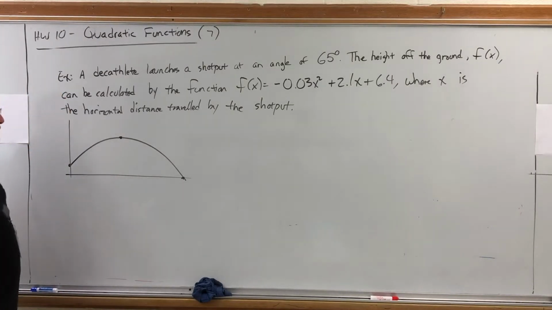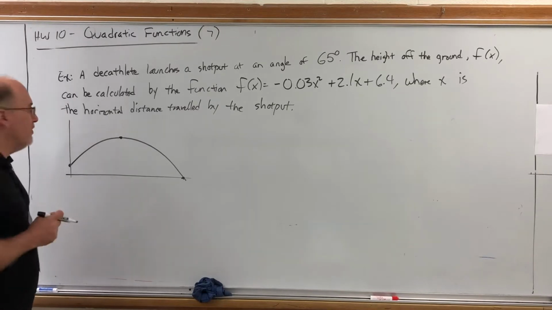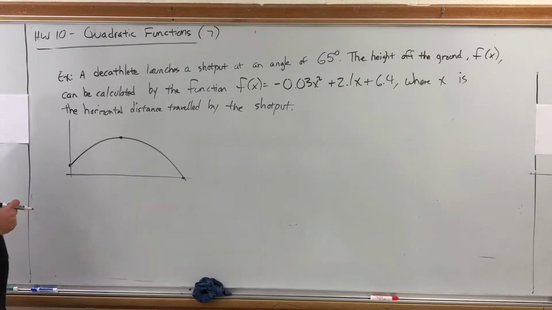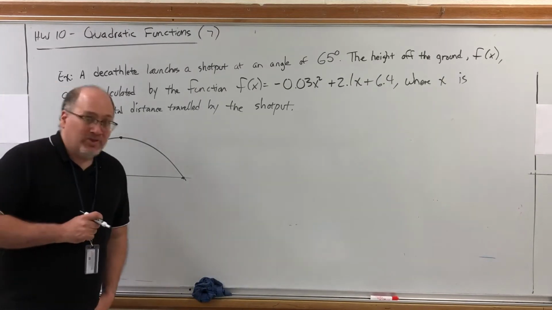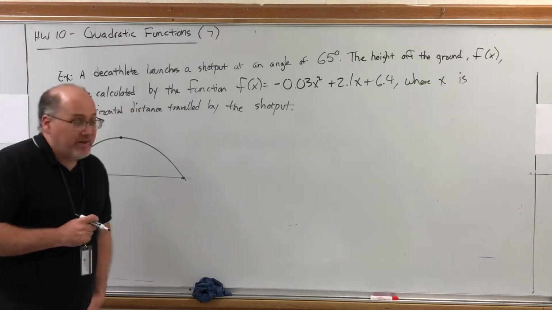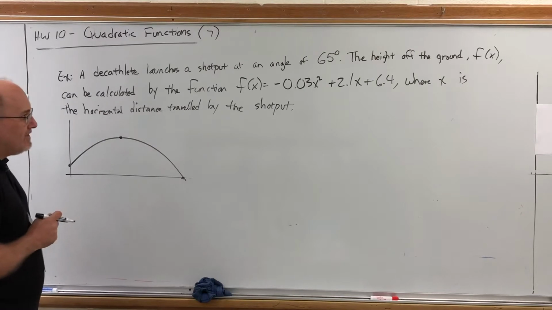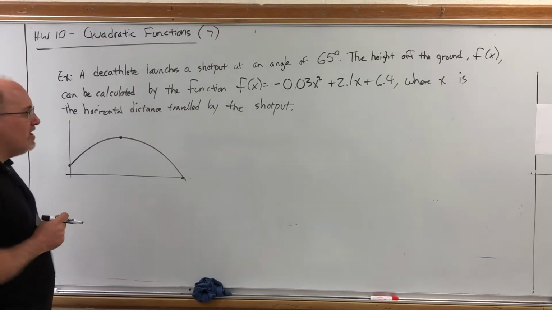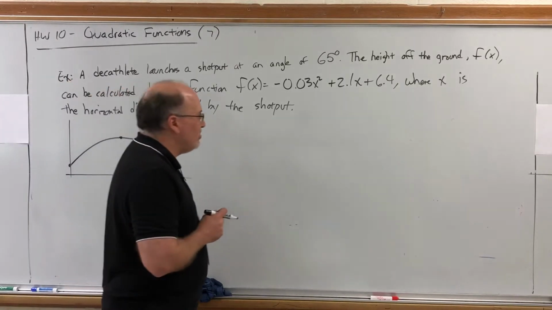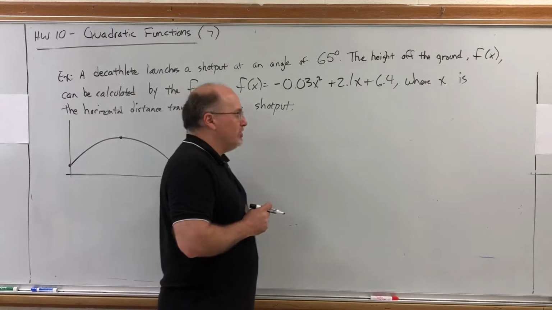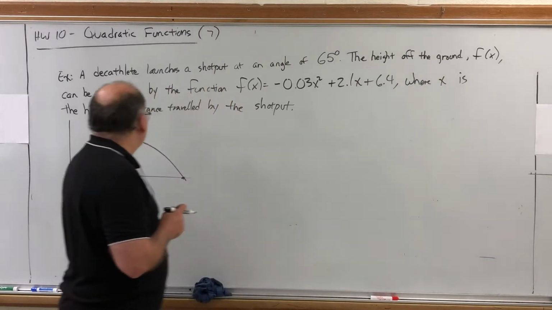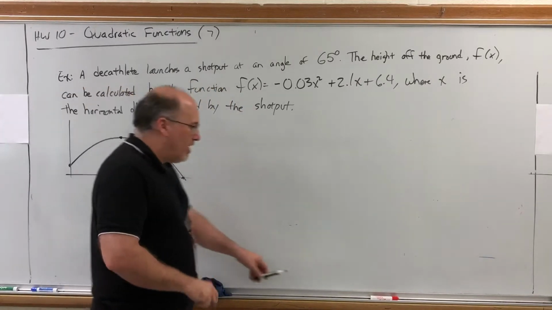So here's an example similar to one of your homework problems. It's actually similar to two of them. A decathlete launches a shot put at an angle of 65 degrees. Don't worry about the 65 degrees, we won't be using that. The height off of the ground, f of x, can be calculated by the function f of x equals negative 0.03x squared plus 2.1x plus 6.4, where x is the horizontal distance traveled by the shot put.